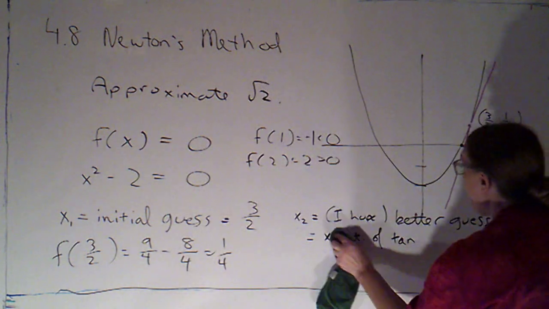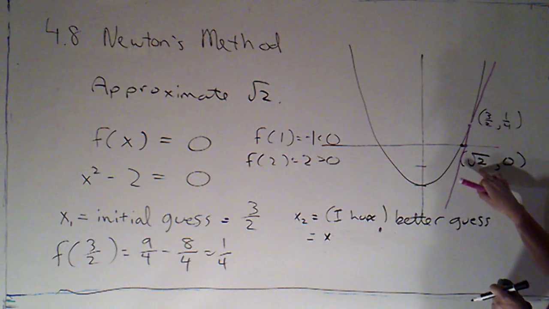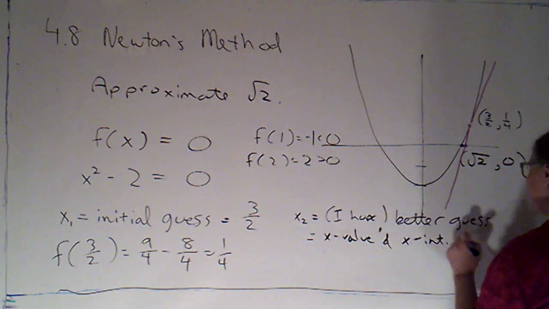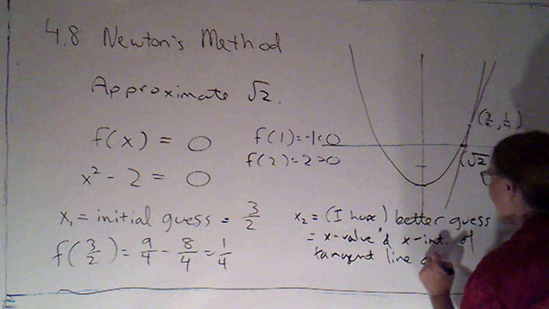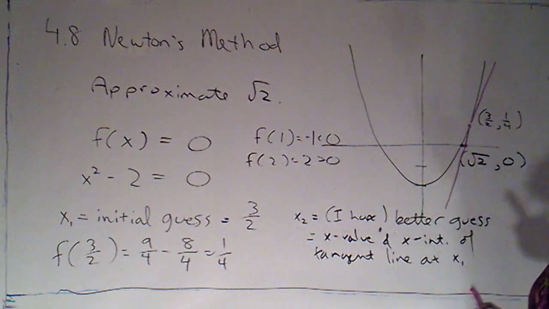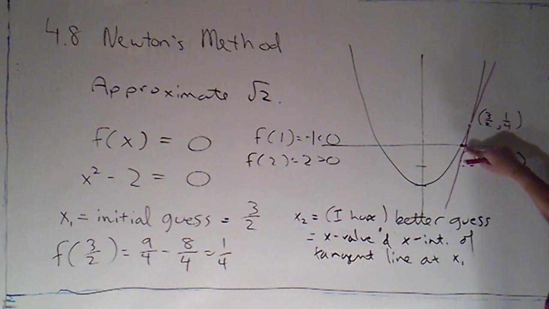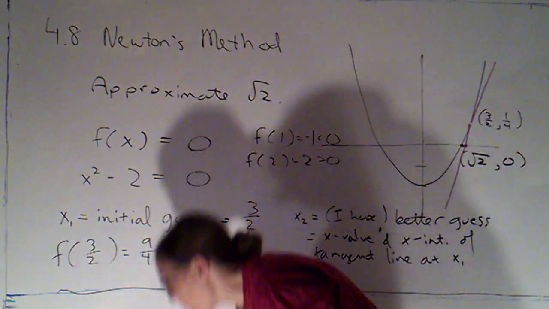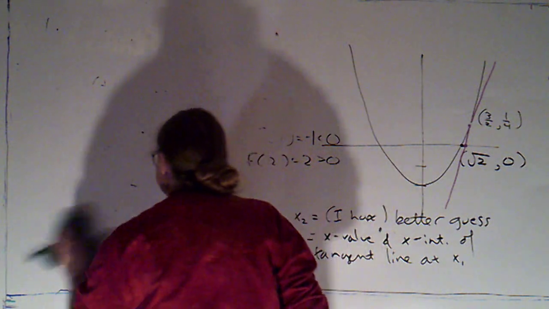The x-intercept is a point. This is the x-intercept. This is the x-value of the x-intercept. So the x-value of the x-intercept of the tangent line at x1. So, if I want to find that, what I'm going to need to do is come up with an equation for this line, and then I can plug in 0 for y, because I know that's what y is at the x-intercept, and then I can solve for x. So let's try that.